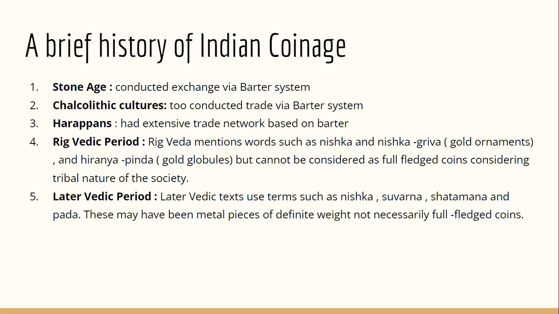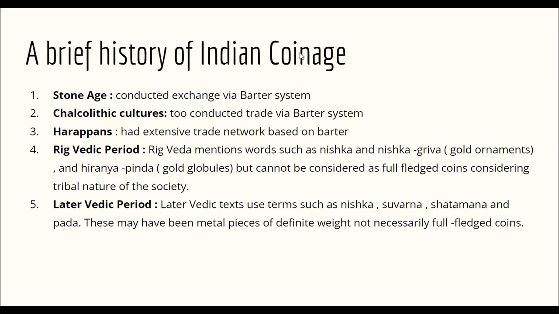So the very first thing, as we all know, ancient history begins with the Stone Age. During this period, basically, the trade that was conducted: in the Paleolithic there was nothing as such, in the Mesolithic also there was nothing, and in the Neolithic the settled life of man started. During the Neolithic period, when the settled life of man started, he started engaging in exchange of products, and the very basic form of exchange system that was used was the barter system.